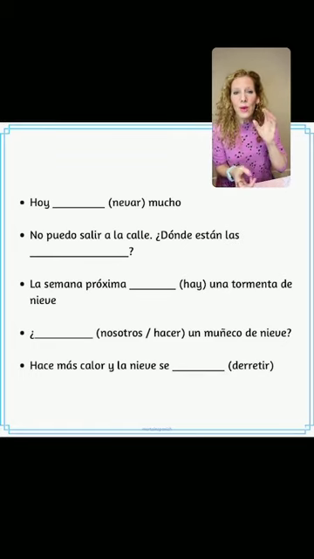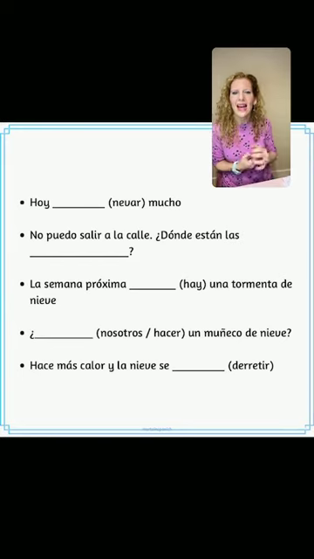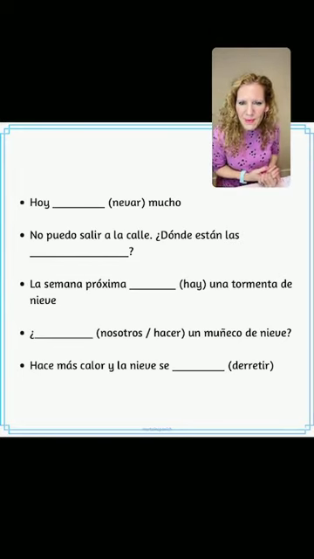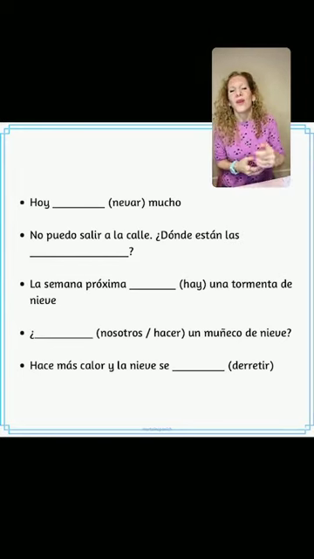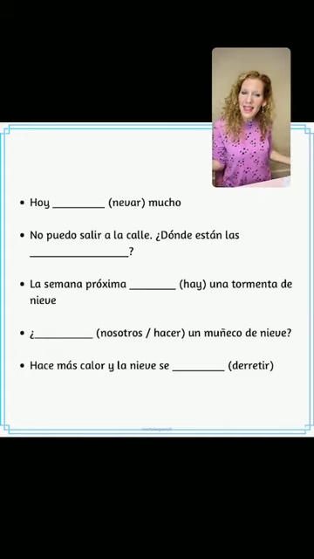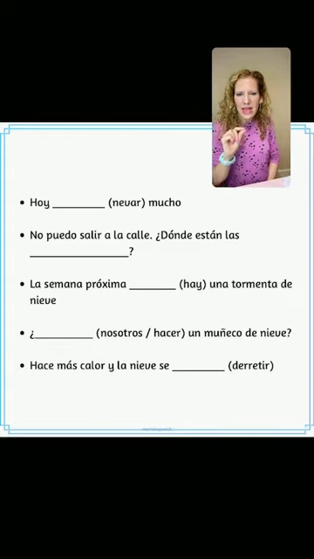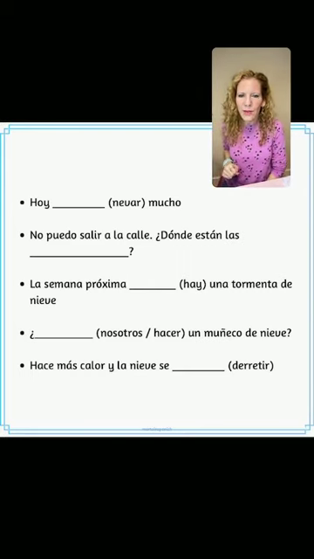Muy bien. We have to conjugate it in the future. Habrá, okay? Muy bien. Yes. Hubo, it would be la semana pasada. We can say, la semana pasada hubo una tormenta de nieve. Habrá, with a B. H-A-B-R-A. An accent mark on the last A. Muy bien. Perfecto.